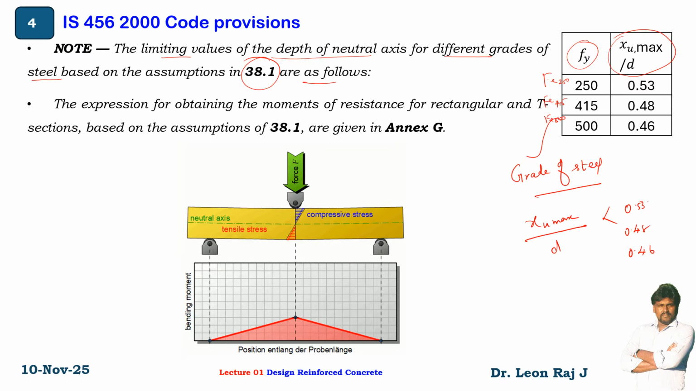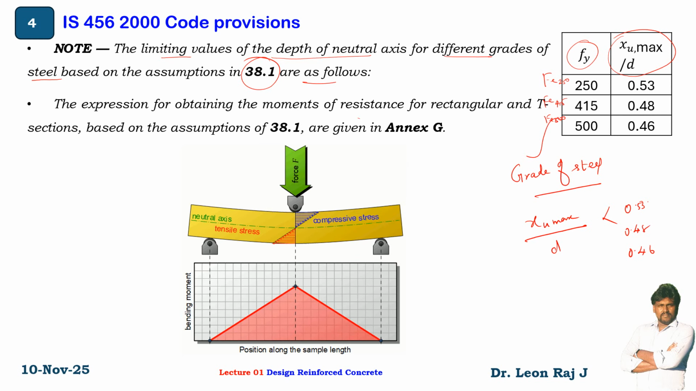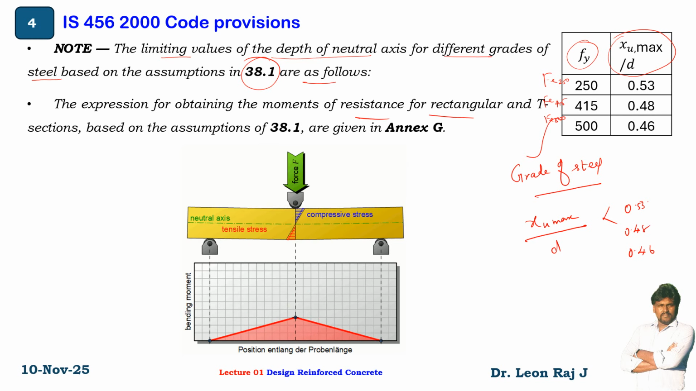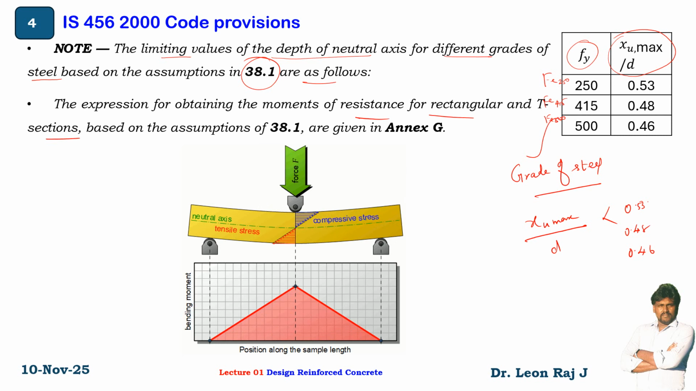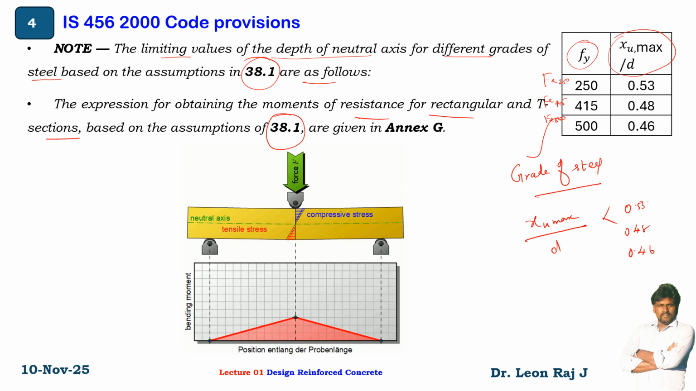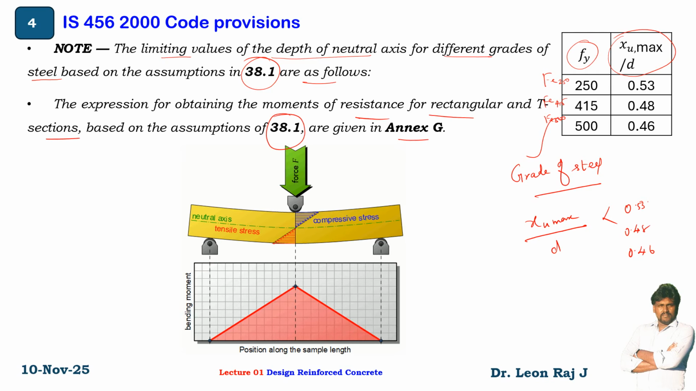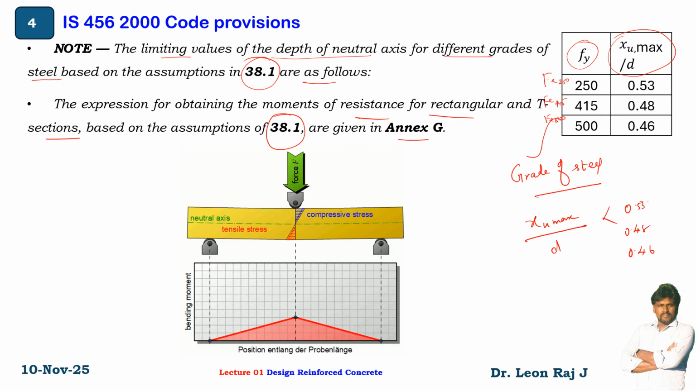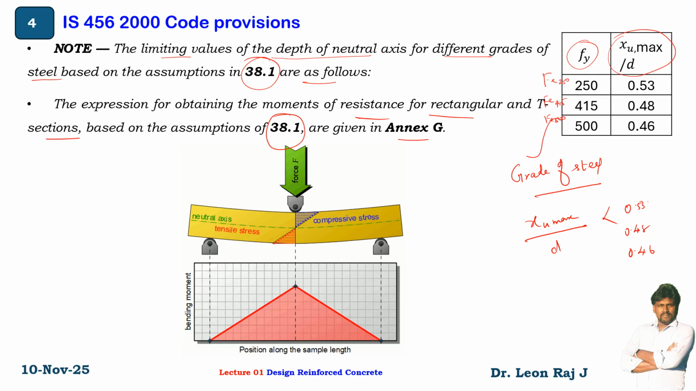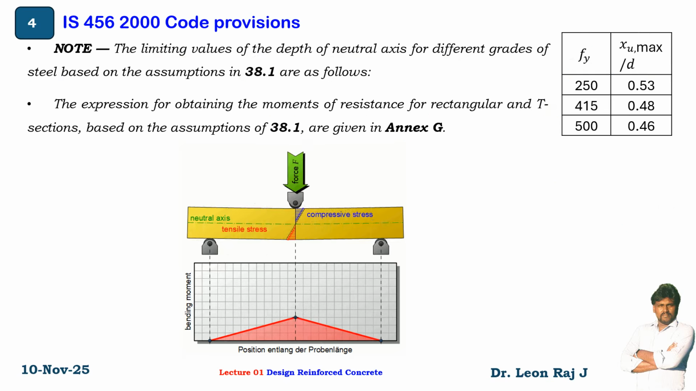The expressions for obtaining the moments of resistance for rectangular and T sections based on the assumption 38.1 are given in Annex G of the IS code. So the Annex G derivations we will see in the coming slides.